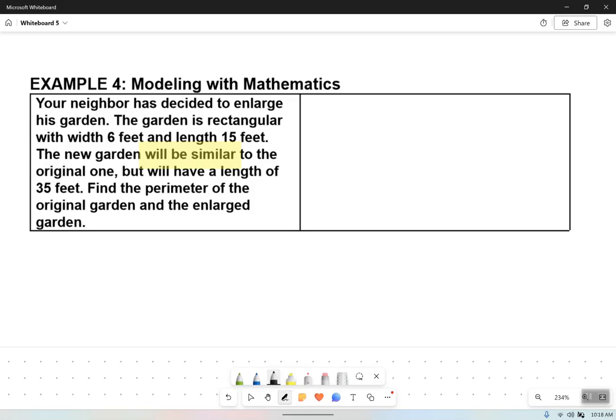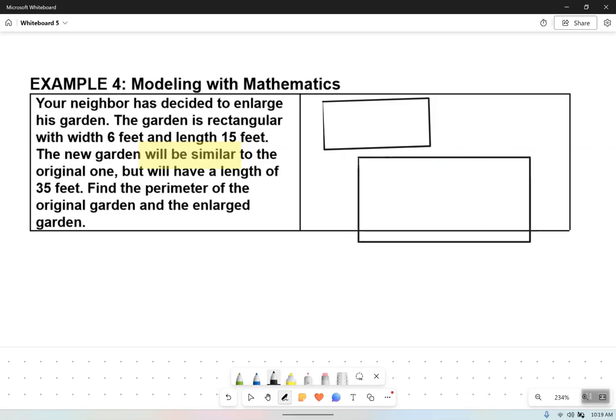Well, let's start with a couple rectangles. You guys okay with that? Because it said the gardens were rectangular, right? Okay, and then I'll draw another rectangular garden. But the next one's going to be bigger, right? You guys with me on that?